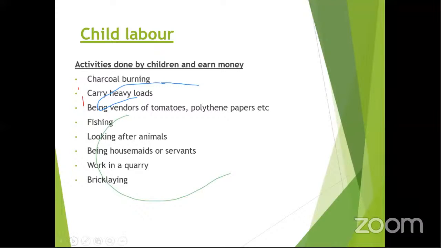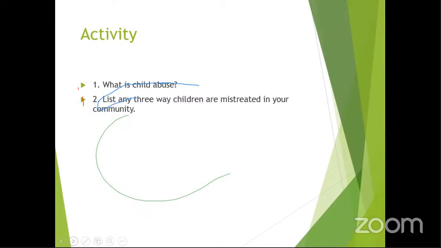So we also have a few questions that we shall be doing as our activity. There are just 3 questions. The first one is, what is child abuse? List any 3 ways children are mistreated in your community. And then lastly, mention any 2 activities that children do to earn money. As simple as that.